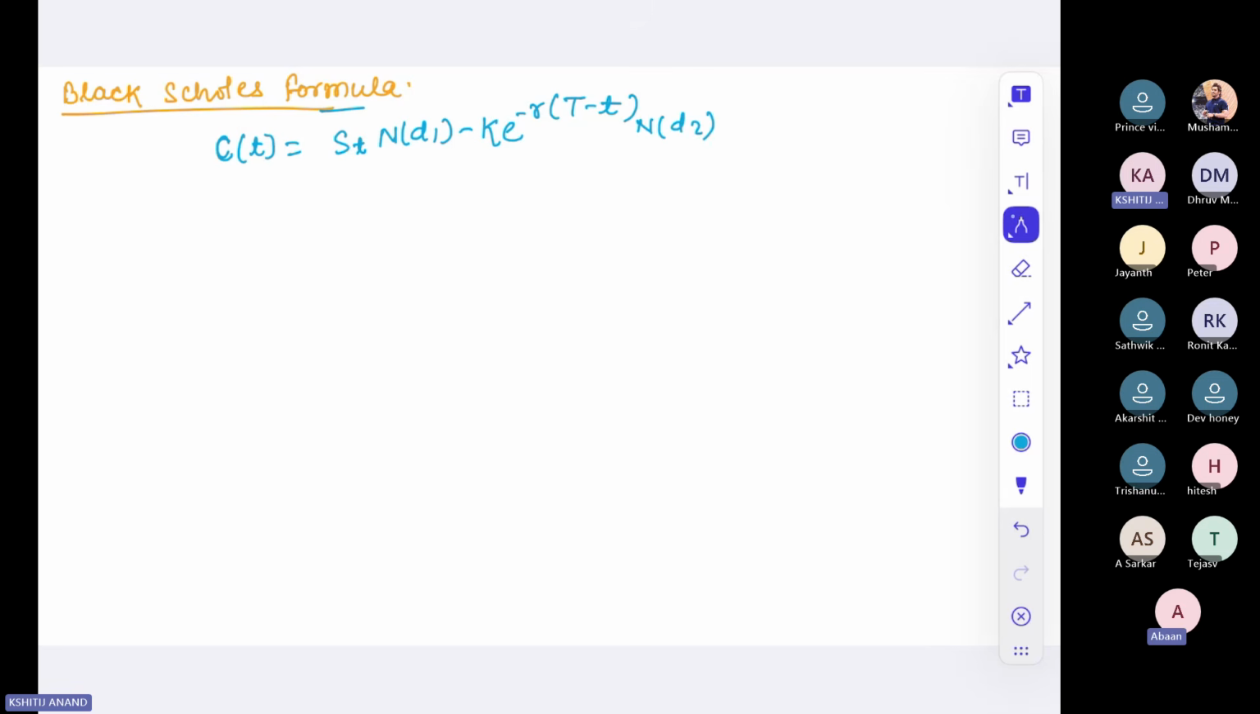Now, for the sake of simplicity, let us assume small t is 0. That means you are finding the value of the option right now. Okay.